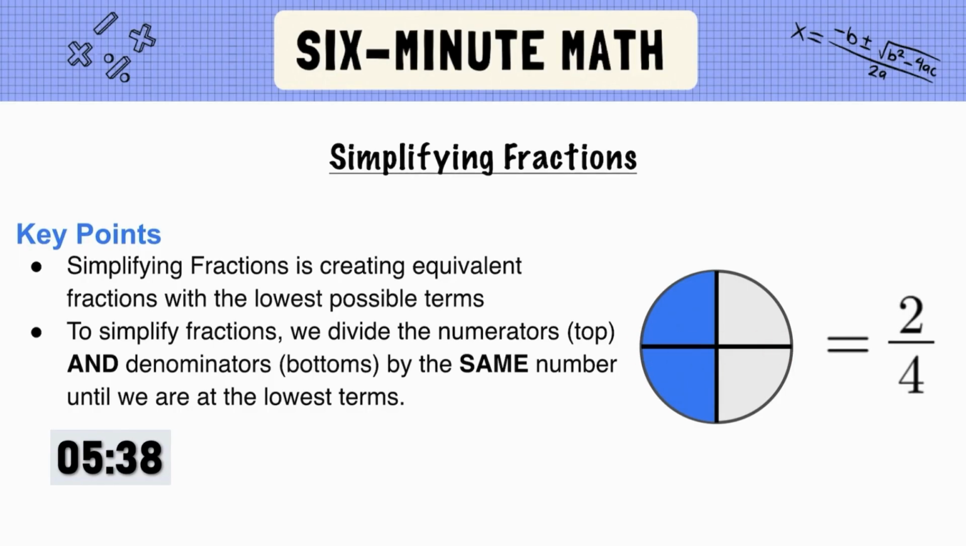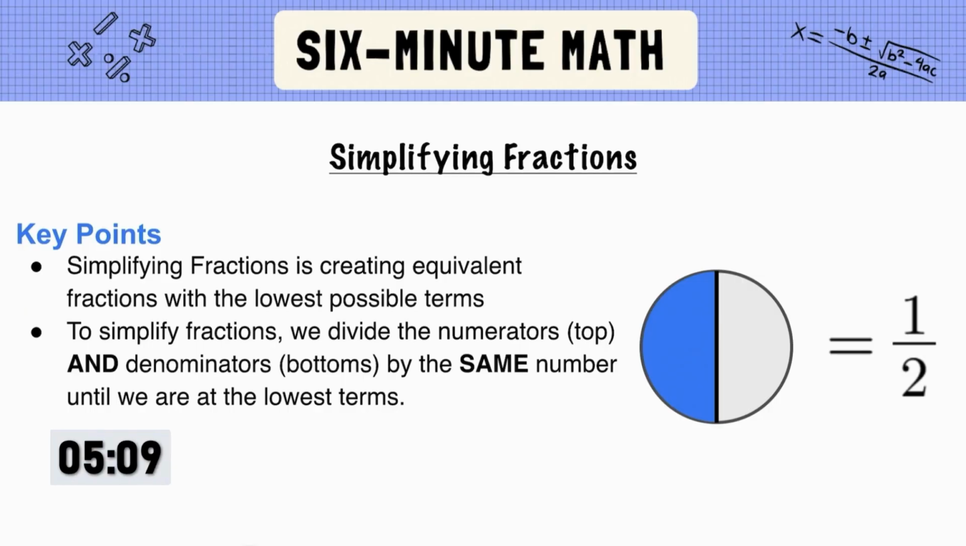If I were to remove this middle horizontal line, but not change the amount shaded, it would mean that I now have one piece shaded out of 2. Because nothing has changed in my shaded parts, but only my fraction has changed, these are equivalent fractions, and 1 over 2 is in the reduced form.